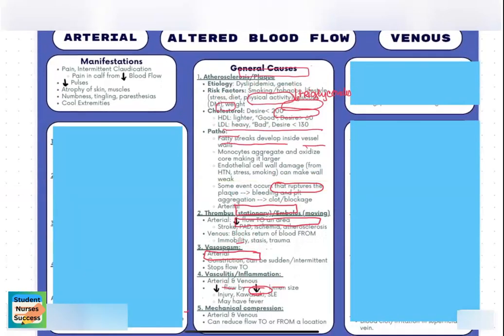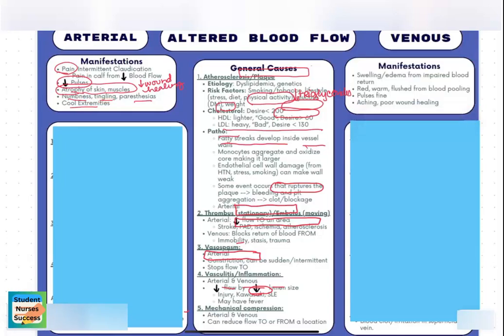When we are talking about arterial blood flow issues, the manifestations are going to be pain from lack of blood flow to an area, decreased pulses to that area. Over time, if we have decreased blood flow through the arteries, the skin will get thin and the muscles will get smaller because of that lack of flow. Patients may complain of numbness, tingling, paresthesias, and the extremities may be cool as well. We also will see decreased wound healing if you have a wound in that area. We'll add that in.